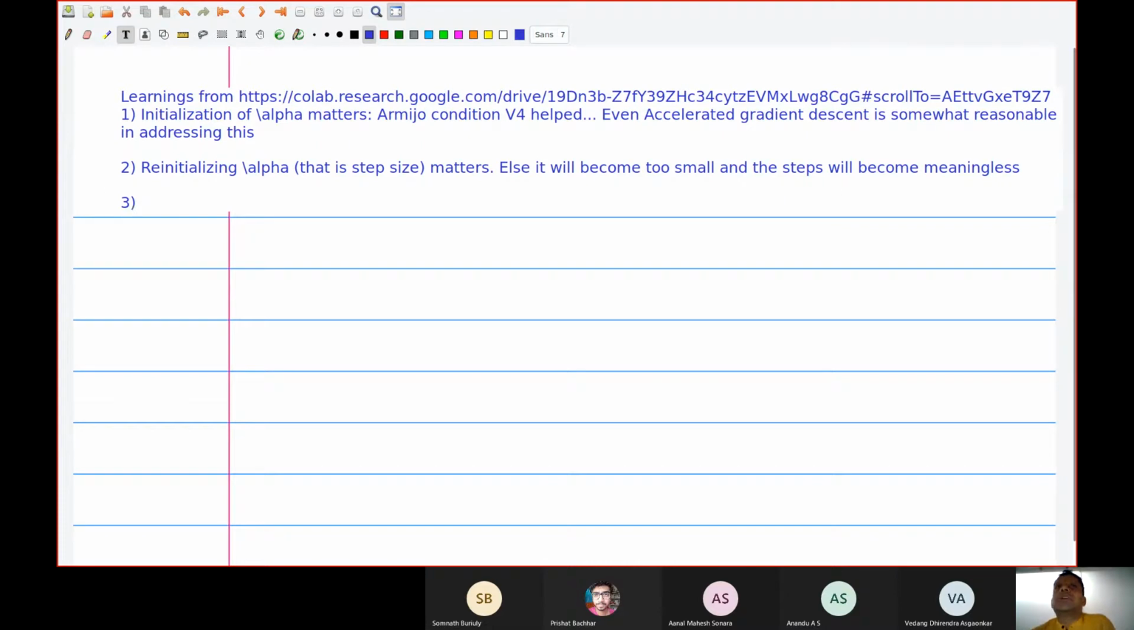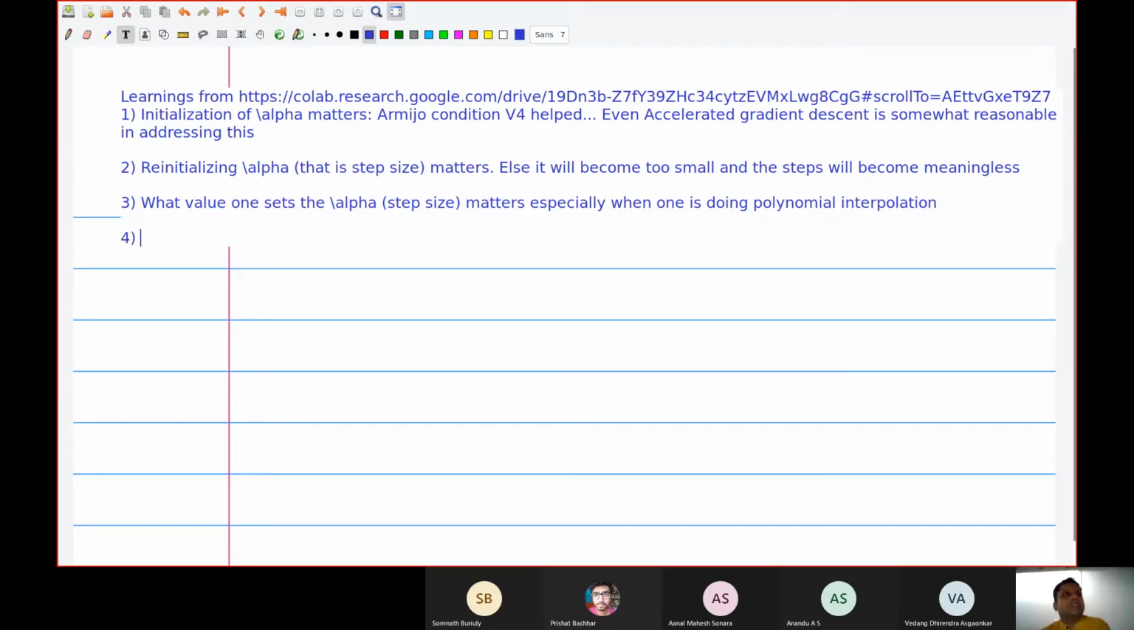Anything else? Any other learning? What value we are resetting alpha to, that relates to the original alpha. What value one resets these alpha step sizes to matters, especially when one is doing linear interpolation, polynomial interpolation. Great. Good. This is very nice.